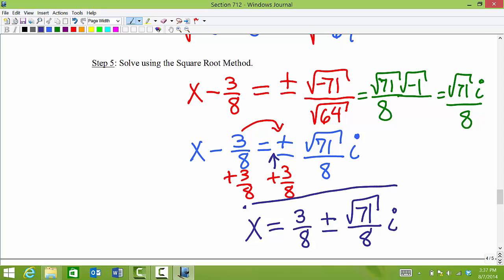For this one we get two complex solutions. We'll put the real part in the first part and the imaginary part behind. This is my a plus bi form.